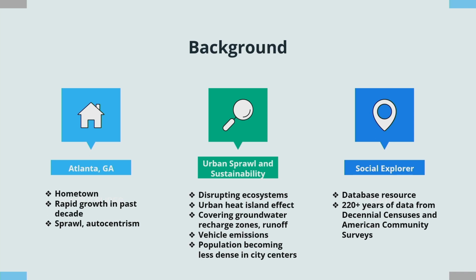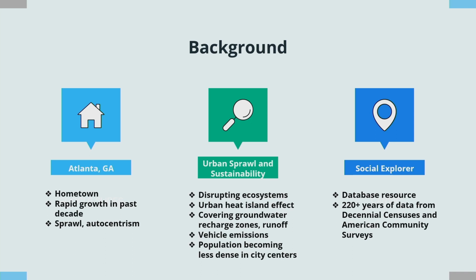Additionally, in an autocentric area, you have vehicle emissions polluting the air with more CO2. If more people have to use cars, you're going to have more carbon in the atmosphere. So with this population becoming less dense in the city centers, moving outside, you have all of these aspects of urban sprawl. So a program that I've been inspired by and have used in the past is called Social Explorer.